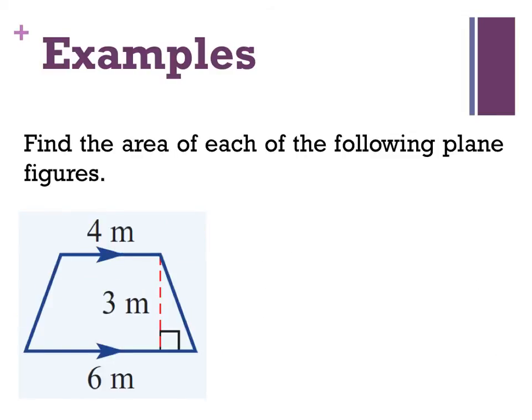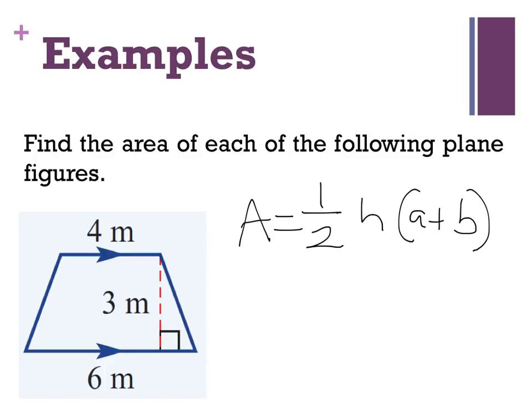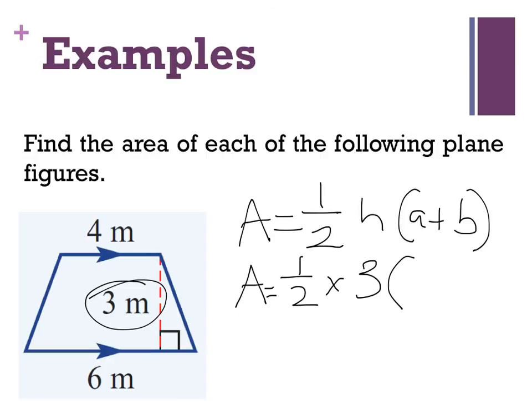Last but not least, we have ourselves a trapezium, okay? The area of a trapezium is probably one of the most complicated ones to remember, and that is half height, A plus B. So my area is half of my height. My height is my perpendicular height, so half of 3 brackets, and remember when we have brackets we times everything on the outside by what's on the inside. A plus B, A and B are the 2 sets of parallel lines, so 4 plus 6.